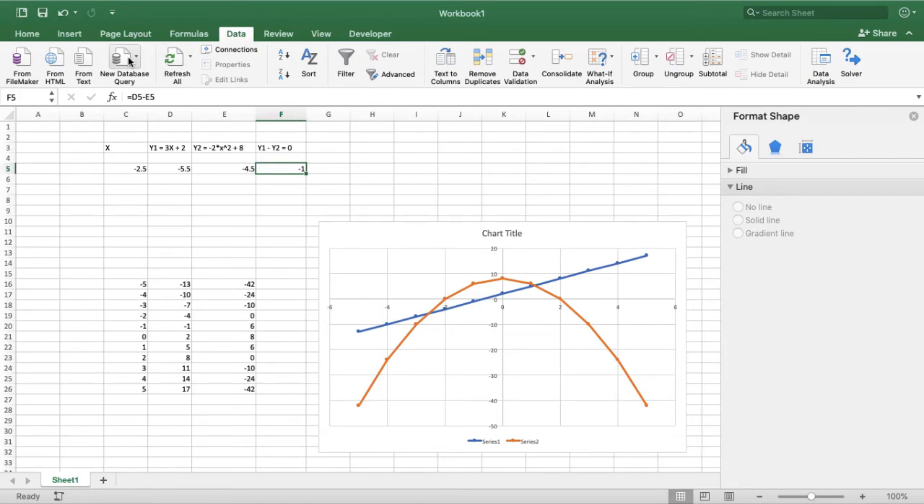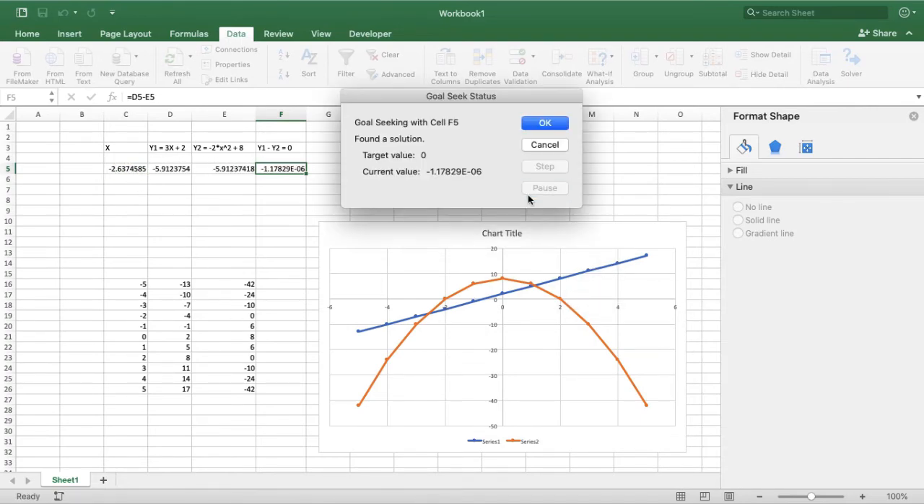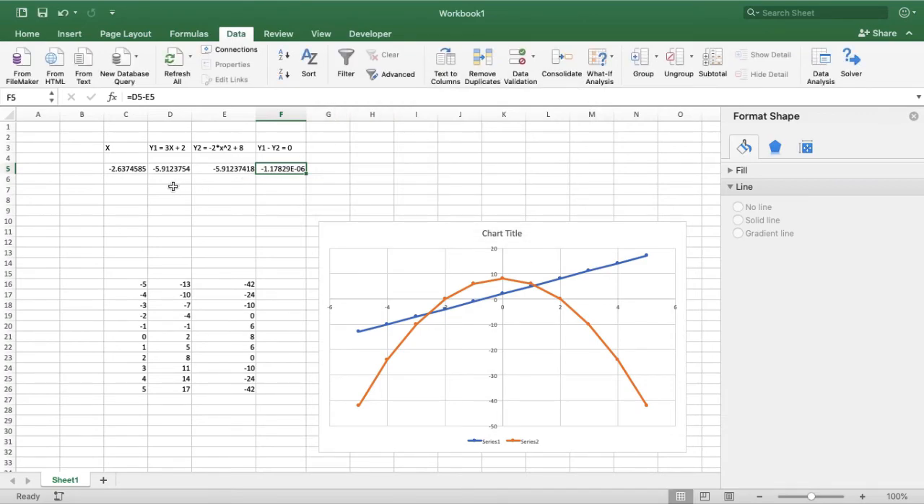Okay, let's run the analysis again. So data, what if analysis, I want to seek some value that is 0 by changing cell X. And there you go. So I get this negative 2.637, and that is my estimated value. It's not really 0, but it's 10 to the negative 6. So Excel is a good calculator. So now you have seen how easily you can compute X or the intersections, pwedeng intersection lang, or intersections, or pwedeng wala, katulad ng una natin example.